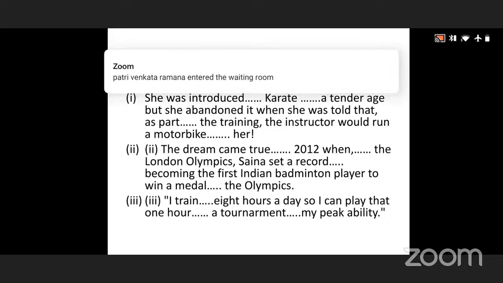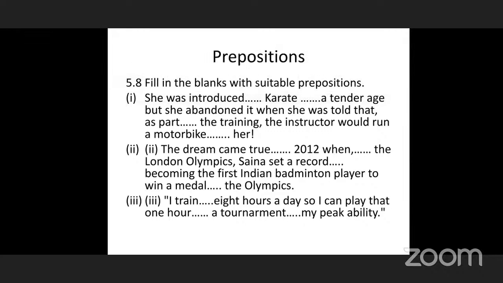At a tender age, but she abandoned it when she was told that as a part of the training. After "the", you might think "training" is a verb form. No, the V4 form of a verb can be called a gerund form. It is also a noun. The instructor would run a motorbike. Here there are two options: on her, over her. This blank can have the preposition either on or over. So it takes "over her".